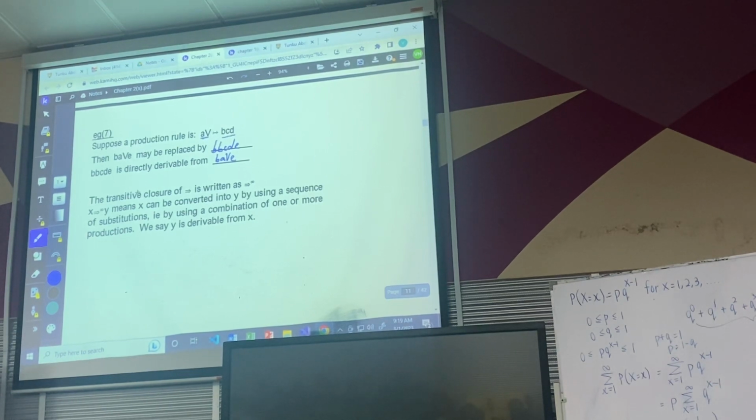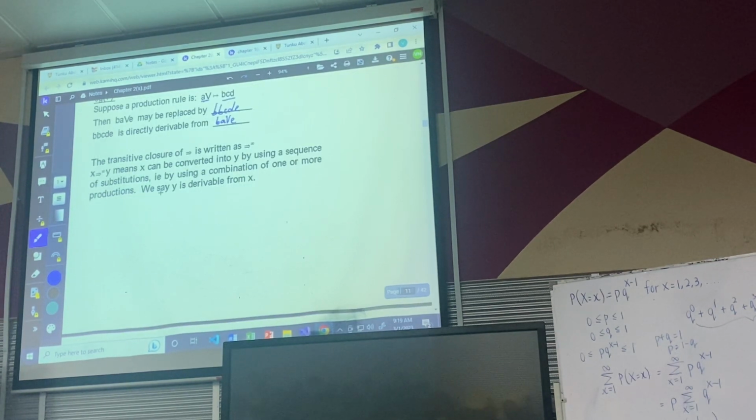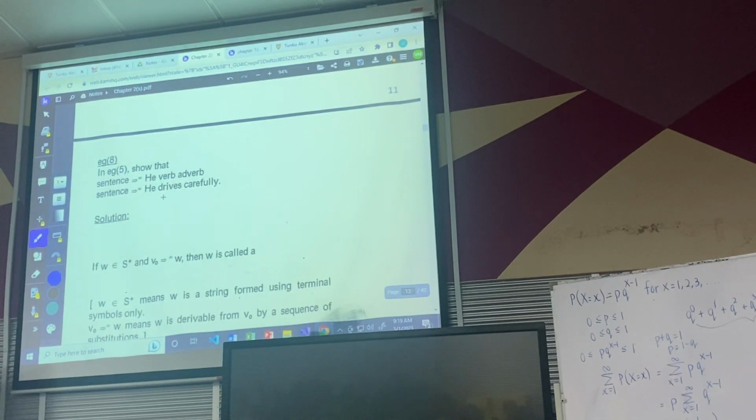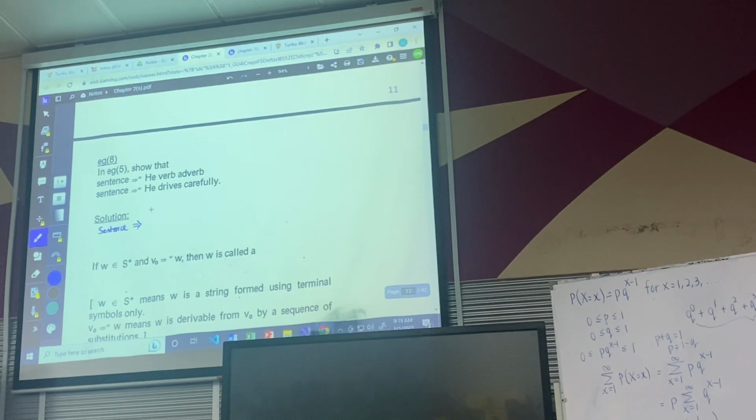Transitive closure. In the substitution here, it means we substitute using more than one step. Again, using the same example, how do we show that we need more than one step in order to get the final sentence, he drives carefully? Write one more time. You can write already, right? So many times already I showed you. Sentence, replace with. We do directly derivable for each substitution. So sentence can replace with what?